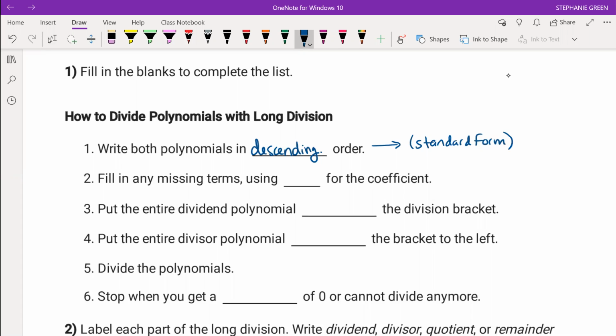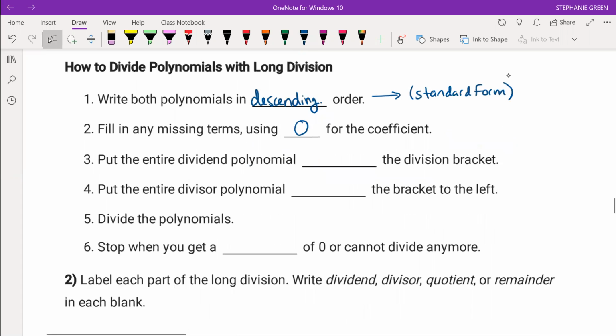Step 2, if there's any missing terms, like if there's no x squared term, we have to make sure that we have a 0 in there. For our long division, that's still going to be true of synthetic division. We always put the entire dividend polynomial inside the division bracket, which I think in elementary school they call a house. And then, of course, the divisor goes outside that bracket.